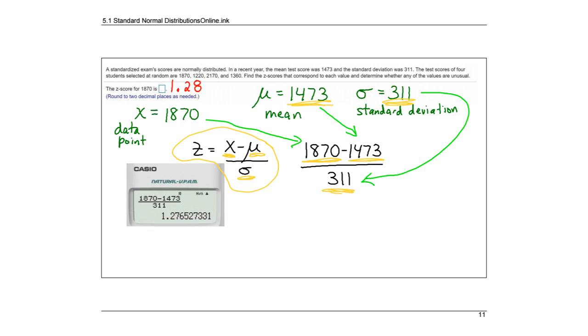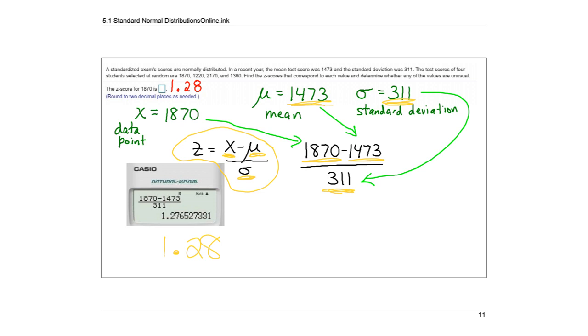I have a screenshot here of using the Casio. Hit the fraction key first, and then go ahead and put your data value minus the mean on top, your standard deviation on the bottom, and this wants 2 decimal places. So we now know that the z-score is 1.28. That's not unusual. To be unusual, we have to be more than 2 standard deviations away. This is less than 2, and so we're good to go.